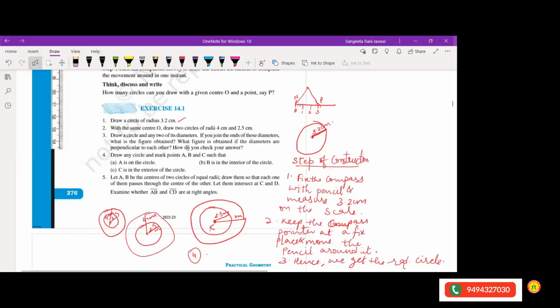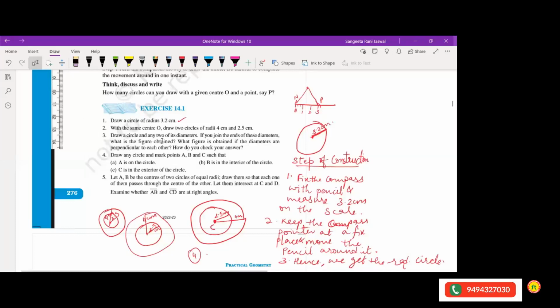Children, writing the steps is writing the steps of construction. Okay, let's see now. Next question.